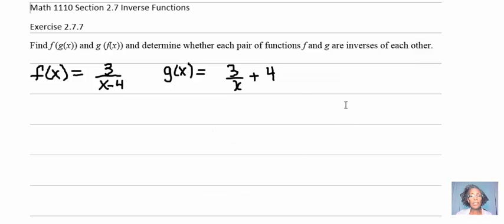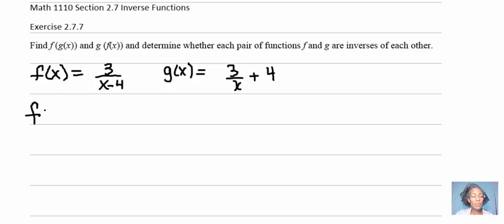Okay, so now let's take a look at exercise 7 of section 2.7. We still want to find the composition of two functions, f of x and g of x, and we still want to determine whether or not they are inverses of each other. So let's take a look at how we do this.